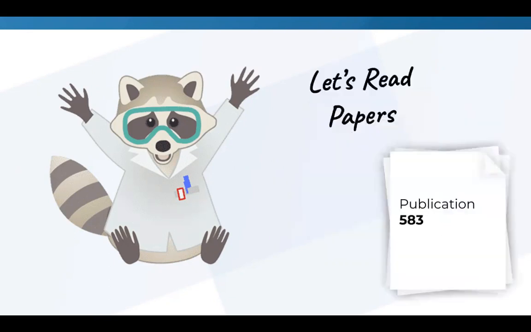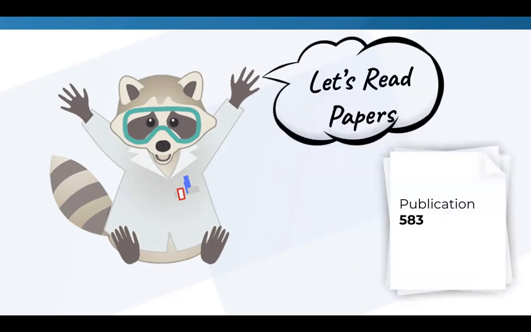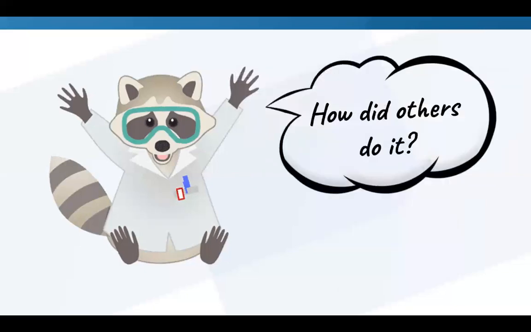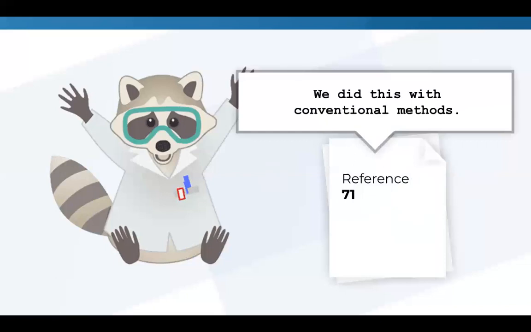So Rocky decides, okay, let's read some papers. He gets out all the papers and starts reading the methods and materials sections. And then he reads things like, we did what reference 45 did. He goes to that reference, and it says, we did what others did. And then he's like, well, how did others do this? Then he finds the original paper, and that says we did this with conventional methods. So he has to start from scratch for his first experiments.